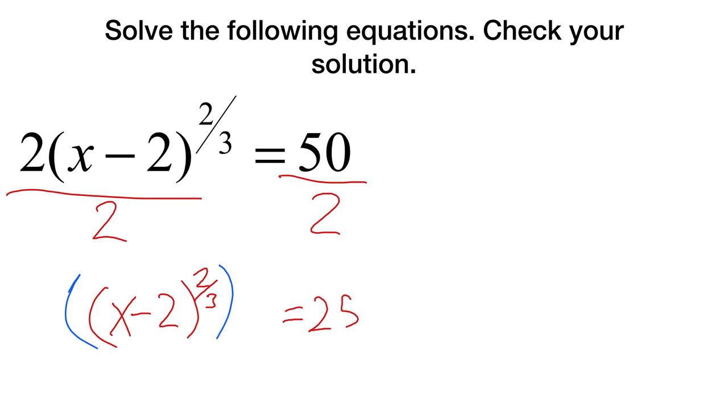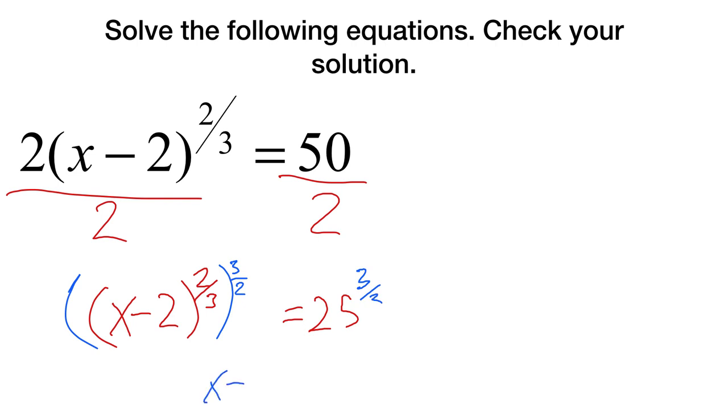At that point, I want to get this to be like it's being raised to the first power. Because if it's to the first power, I can take away the radical, I can take away the exponent completely. The way that you get 2/3 to become 1 is you multiply it by its reciprocal. So we are going to raise this to the 3/2 power.